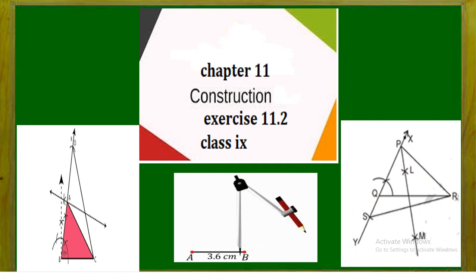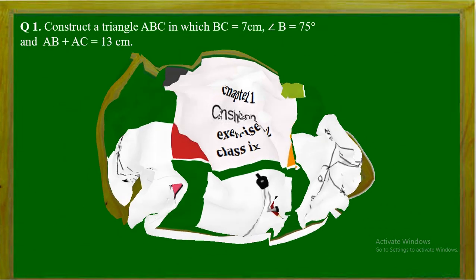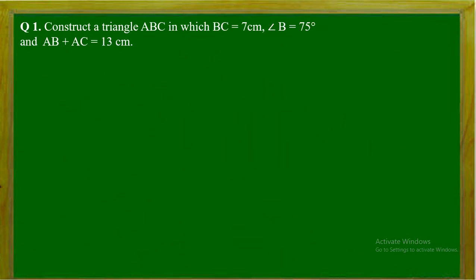In today's session we are going to learn how to construct a triangle when the sum of two sides is given. Chapter number 11, Construction, class 9th. So its first question is: construct a triangle ABC in which BC is 7 centimeter, angle B is 75 degree and AB plus AC is 13 centimeter.